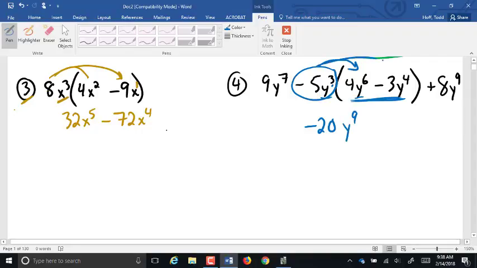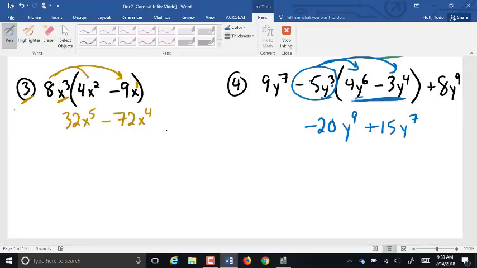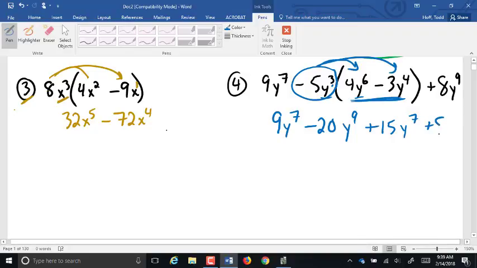And then we have the negative 5y to the 3rd times a negative 3y to the 4th. Positive 15, y to the 7th, good. Negative 5 times negative 3 is a positive 15. Negative times the negative makes a positive. And y to the 3rd times y to the 4th is y to the 7th. Now we still have that 9y to the 7th up front, and that plus 8y to the 9th at the end.